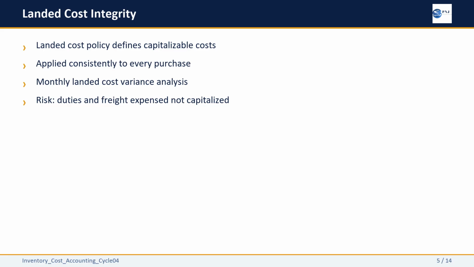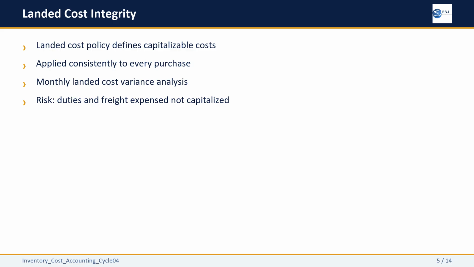Now a subtle but expensive risk: landed cost understatement. When duties and freight are expensed instead of capitalized into inventory, the inventory is understated, and your cost of goods sold is distorted for the entire holding period of those goods. The preventive control is a clear landed cost policy that defines exactly which costs are capitalizable, applied consistently to every purchase, not case by case. The detective control is a monthly landed cost variance analysis comparing actual to standard.